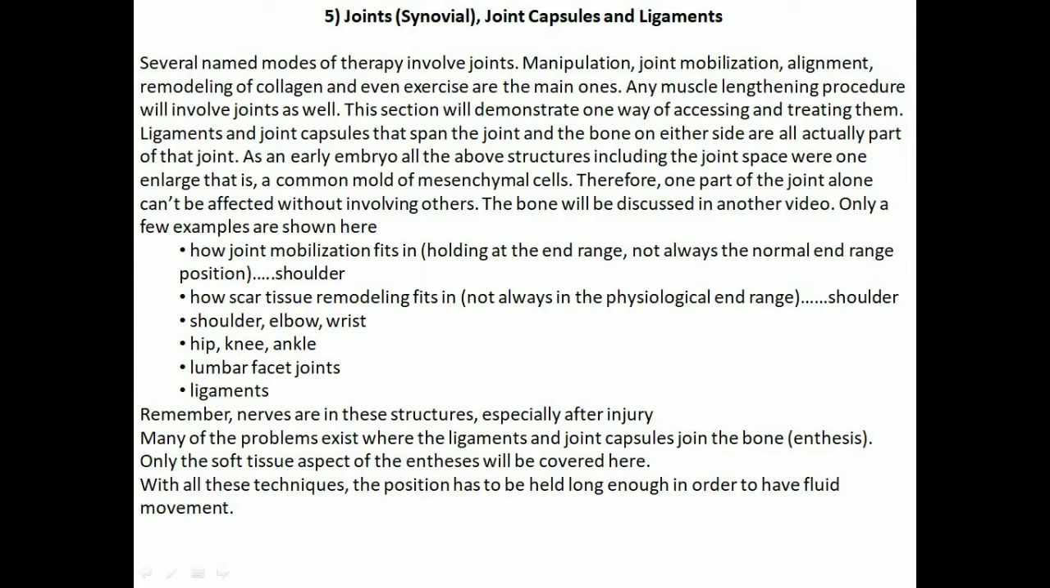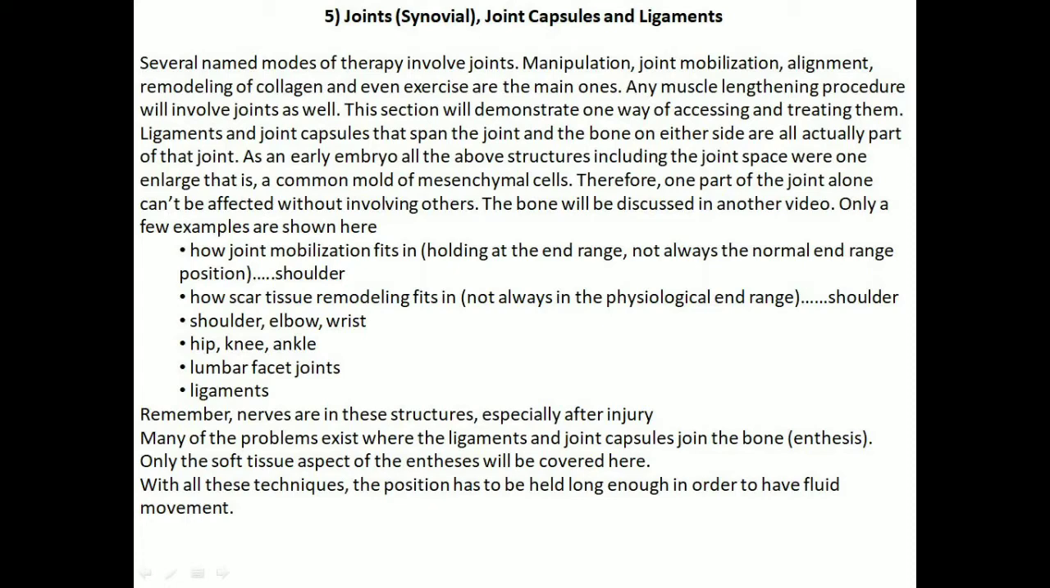How joint mobilization fits into my idea. We hold the joint at the end range, and it's not always a normal physiological end range. I'm going to give you an example on the shoulder, how to do the joint when scar tissue remodeling fits in, and we're not always on the physiological range. We'll talk about the shoulder, the elbow, the wrist, hip, knee, ankle, lumbar facet joints, and the ligaments. Remember, nerves are in these structures as well, especially after an injury.